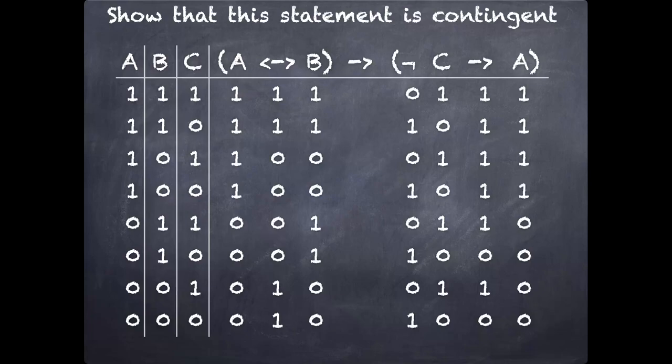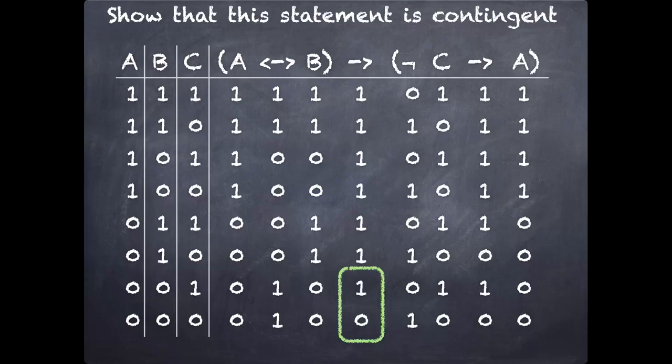And then if we go through a little bit more slowly, the main connective here, the conditional, we see it's 1 in this first row because both sides are 1. It's 1 in this row because both sides are 1. It's 1 in the next four rows because the left-hand side, the antecedent, is zero or false. It's 1 in this row because, again, the biconditional is 1 and the conditional on the right is 1, so they match. And it's only in this last row where we put a zero because the truth value of the biconditional, A if and only if B, is 1, but the truth value of the conditional, not C, if not C, then A, is zero.